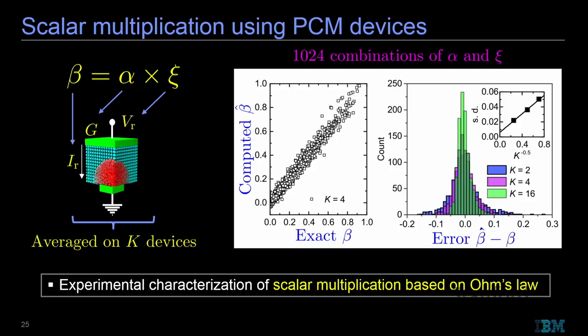We can actually perform this operation over, in this case, we have shown over 1,024 combinations of alpha and C. That means many different devices programmed to different conductance values and so on and so forth. And then this is the computed beta hat against the exact beta. You can see that it's more or less linear, right? So it's fairly good. This is the kind of precision we have when you perform multiplication using Ohm's law. And this is the error distribution, again showing the error distribution here.